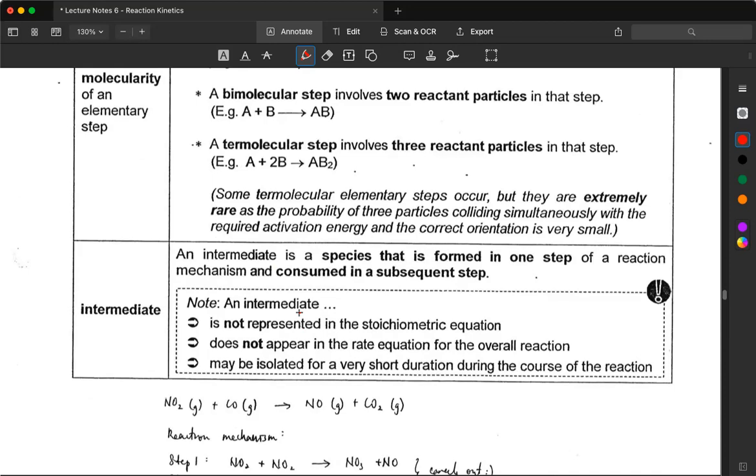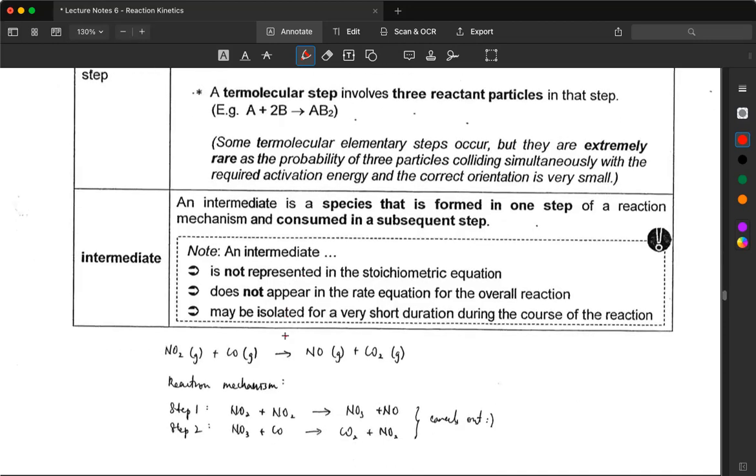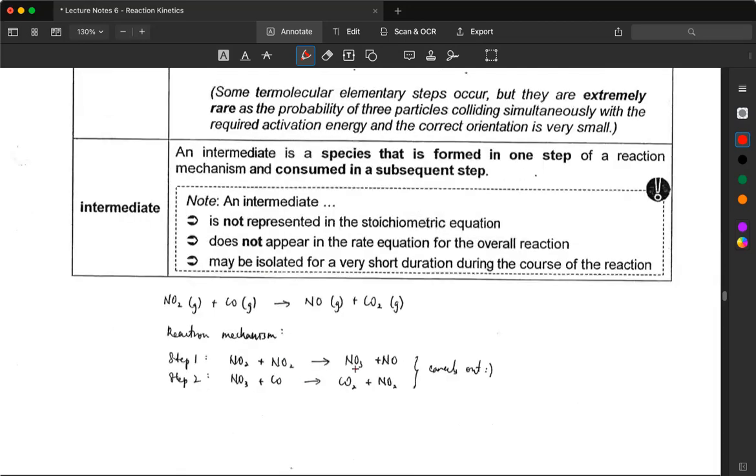So you normally don't represent it in the stoichiometric equation because it's not there at the end of step two. It doesn't appear in the rate equation and may be isolated for a short duration during the course of the reaction. For example, NO3 is an intermediate.